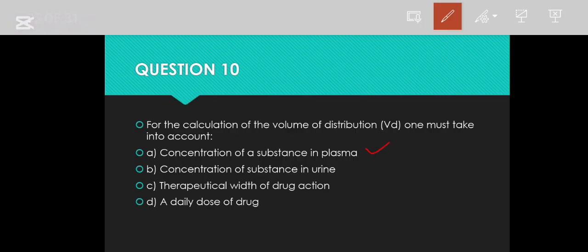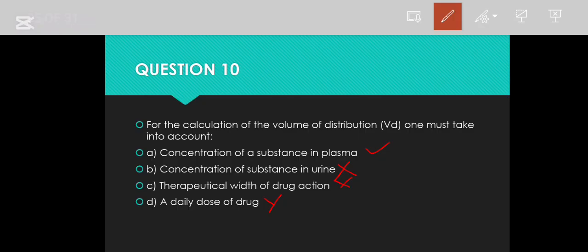It's important. Then the concentration of substance in the urine has nothing to do with volume of distribution, because we've never said volume of distribution is the movement of drug from urine to the glomerular filtration rate. Nothing like that. Therapeutic width of a drug action is affected by volume of distribution, so we can't really say we can take it into account, because if we have low volume of distribution, even the therapeutic width of drug action is going to be low. Then a daily dose of a drug has nothing to do with volume of distribution. So you get it, our elimination method of answering MCQs is never going to send you anywhere wrong.